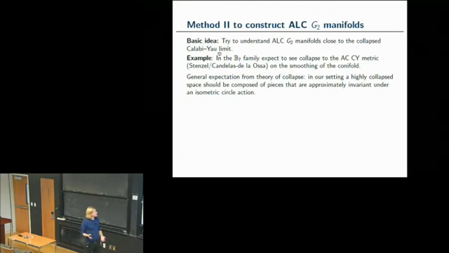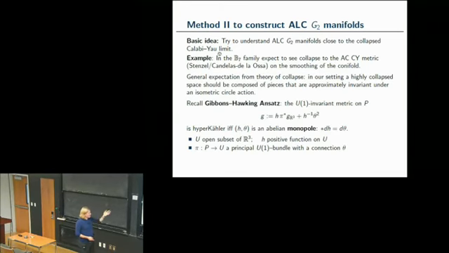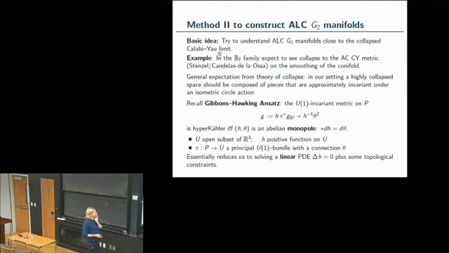Again, from the general theory of collapse, in our case our manifold should be composed of pieces that are asymptotically invariant under an isometric circle action. In the hyperkähler case, that was exactly what the Gibbons-Hawking ansatz was good for. We had hyperkähler and circle invariant, where the U1 preserves the whole hyperkähler triple, if and only if the pair H and connection theta satisfy these abelian monopole equations. This is an amazing thing because it reduces the hyperkähler condition essentially to solving the Laplacian, plus arranging some topological constraints to satisfy.